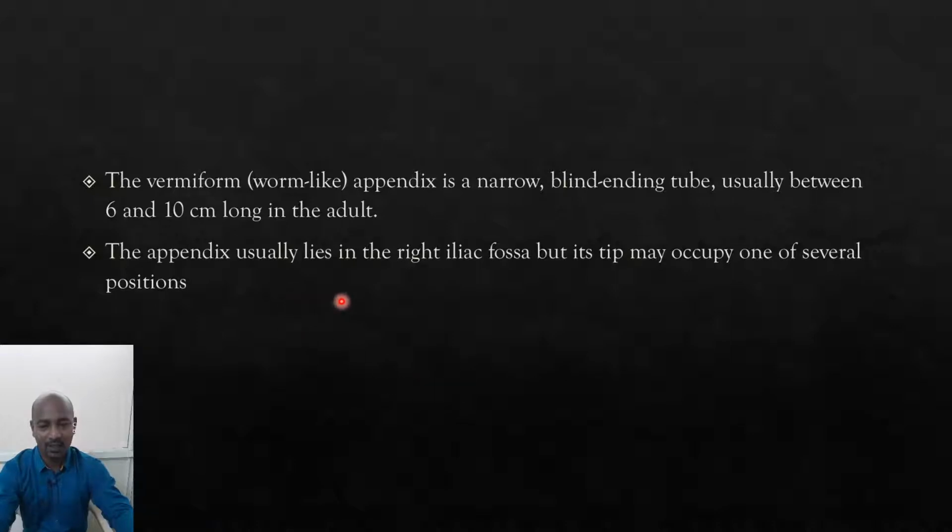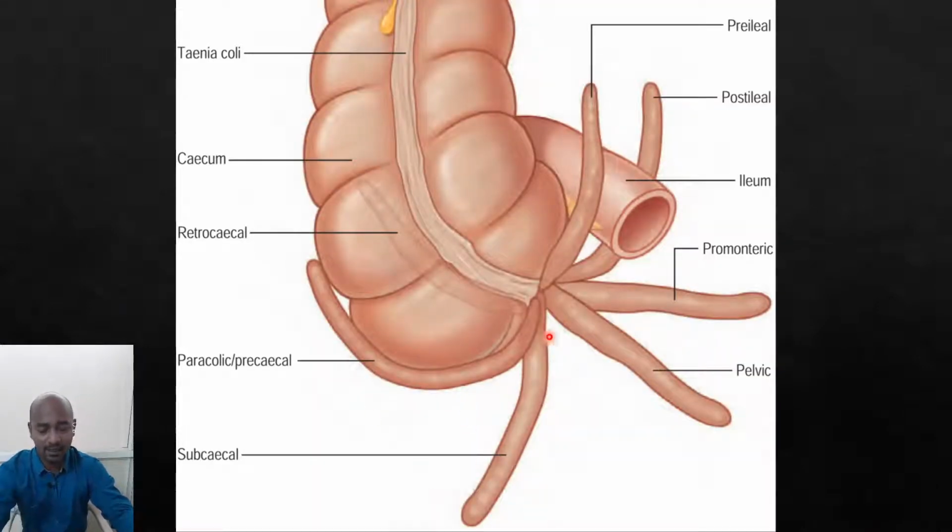The appendix usually lies in the right iliac fossa, but the tip of the appendix may occupy any of several positions, which you can see here in this diagram. So this is one of the taenia coli, and there are 3 such taenia coli. One will be on the opposite end of the mesocolon, one will be towards the mesocolon, and one will be on the posterior aspect. These 3 taenia coli come together, and that is where the appendix will begin.